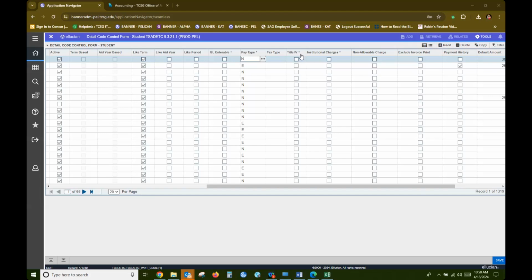Now, with it being checked as a Title IV fund, it falls under the Title IV rules. So, you know, prior term, $200 with a TIV authorization, it has to apply to an institutional charge, right? So TIV, and then the next column, institutional charge, goes hand in hand. Any charge that your institution considers an institutional charge should be checked. An institutional charge is a charge that is charged to all students or all students in a program.